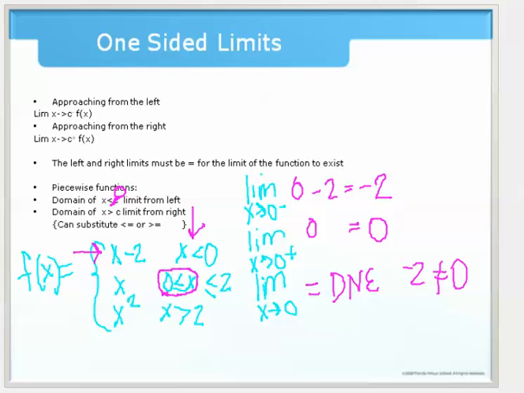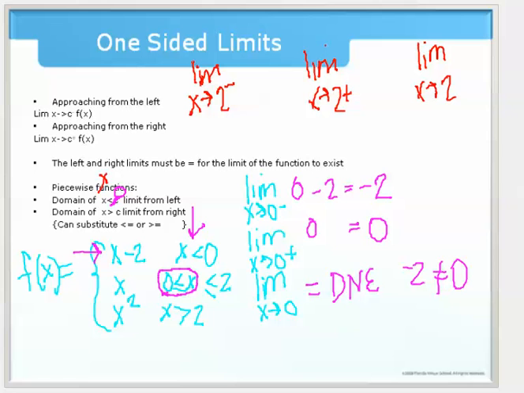Let's look at another example, and I'll write it up here in red. Let's look at the limit as x approaches 2 from the left, the limit as x approaches 2 from the right, and the overall limit as x approaches 2.